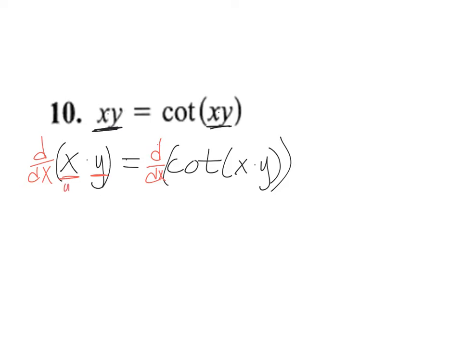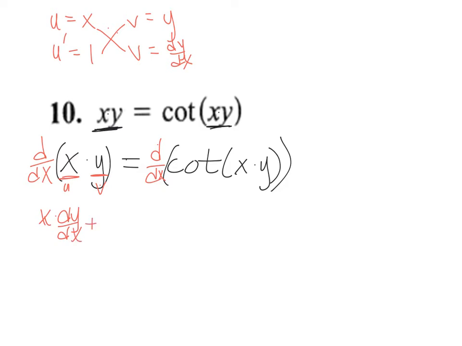And then I'm going to call that u, and then up here I have the function y. I'm going to call that v. So u is equal to x, and v is equal to y. If I find the derivatives of those with respect to x, u prime is equal to 1, and v prime is equal to dy/dx. So I cross multiply and add, since I'm doing the product rule, and I get x times dy/dx plus 1 times y, so just y. And this is equal to cotangent of xy.